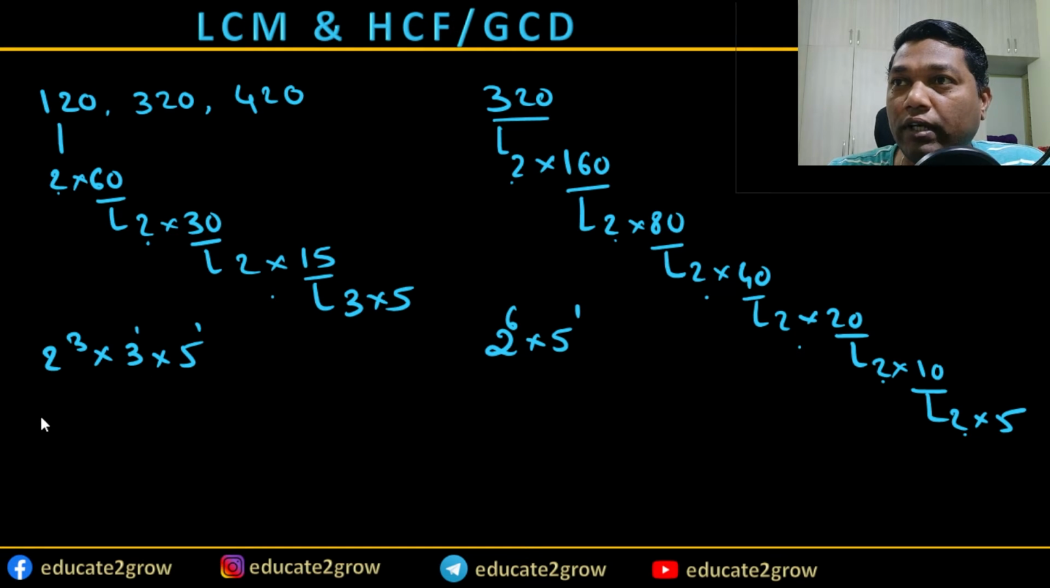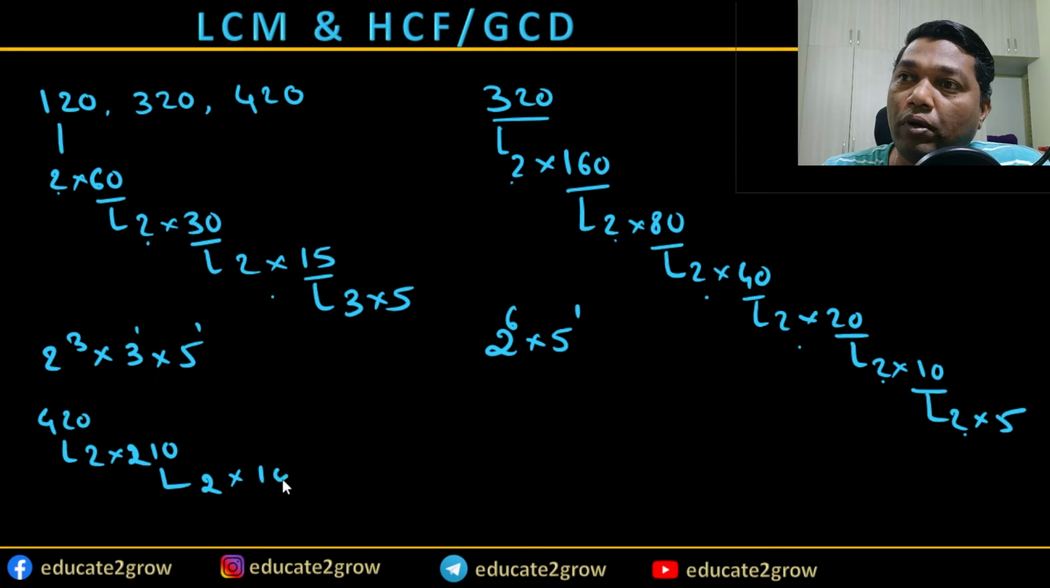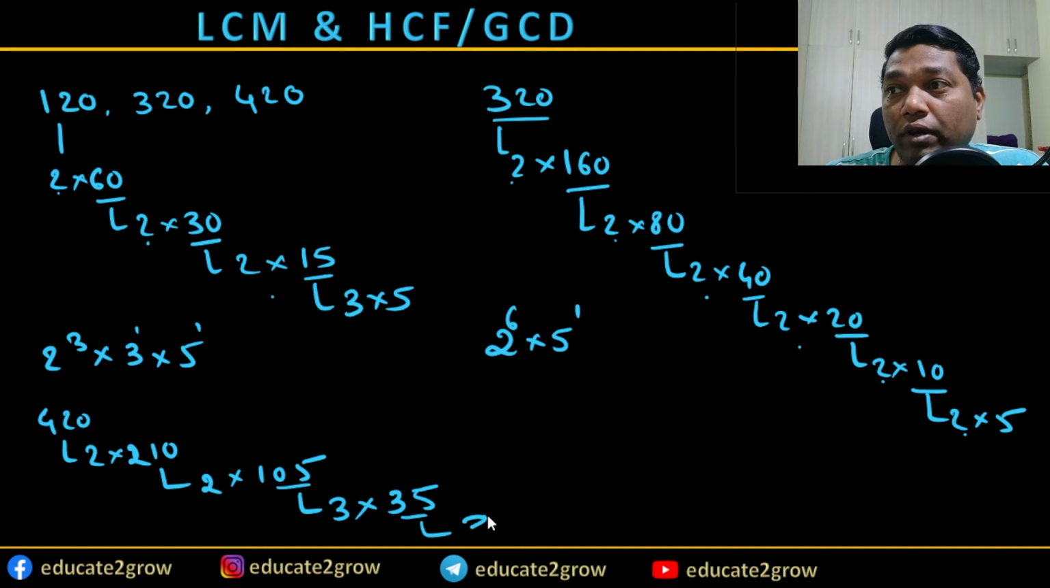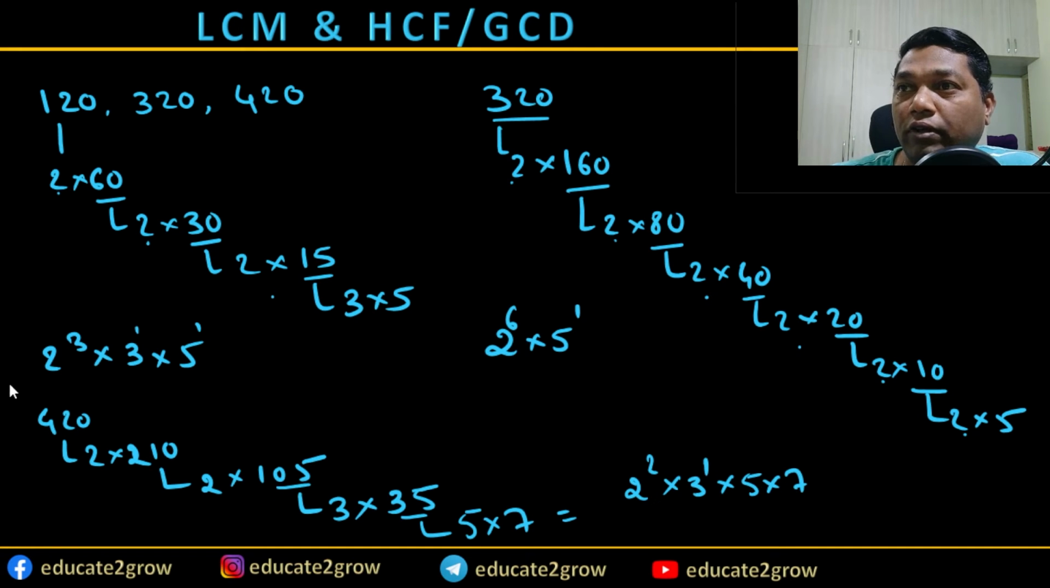Okay, now let's get into 420. So 2 into 210, 2 into 105, 3 into 35. This 35 is 5 into 7, since 3 is not possible. So we have 2 to the power of 2 into 3 into 5 into 7. Let's find out here. Minimum here is 2. Which common factors are there, from here, from here, from here? The common one is only 2.